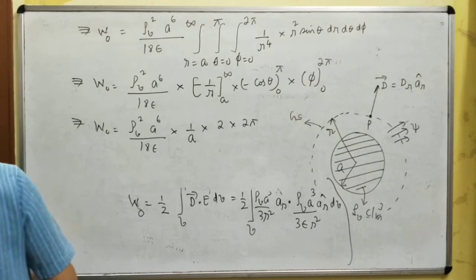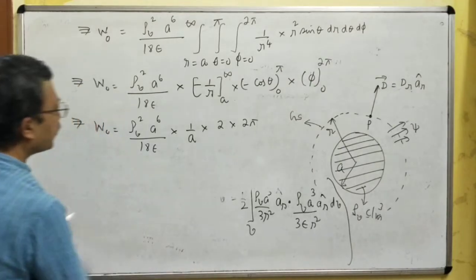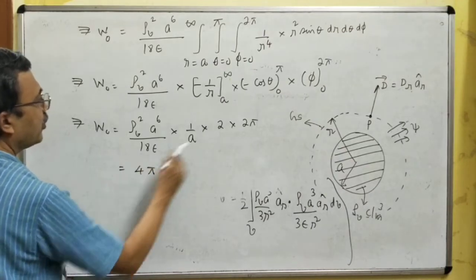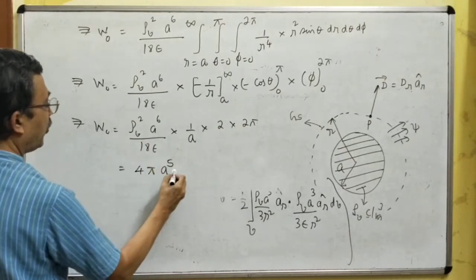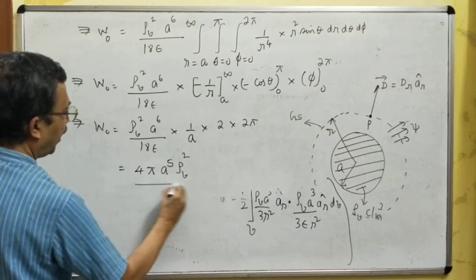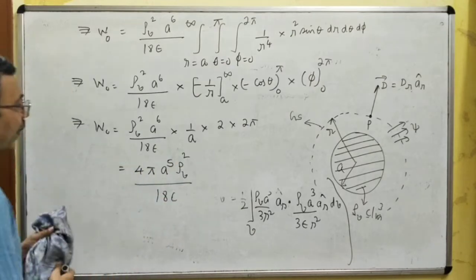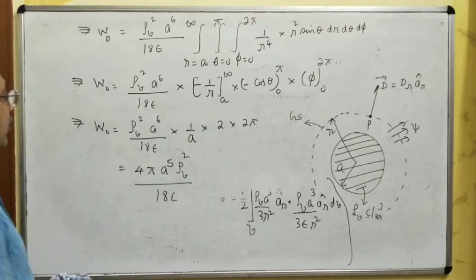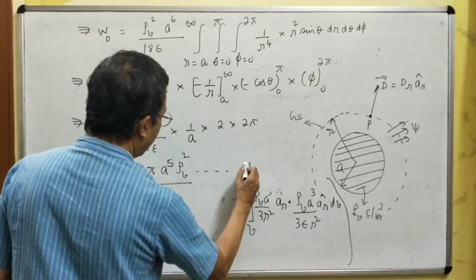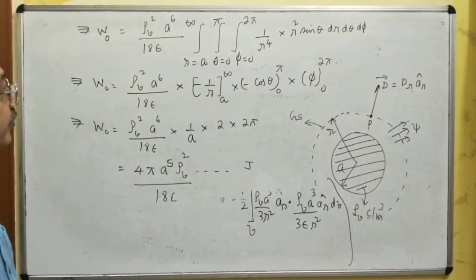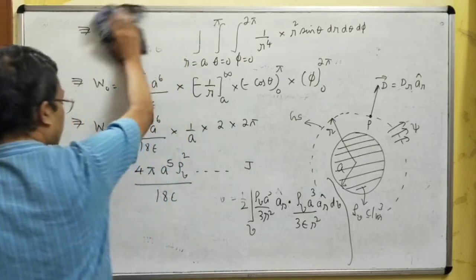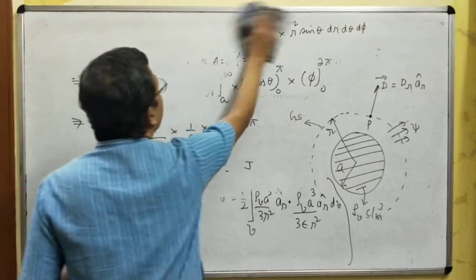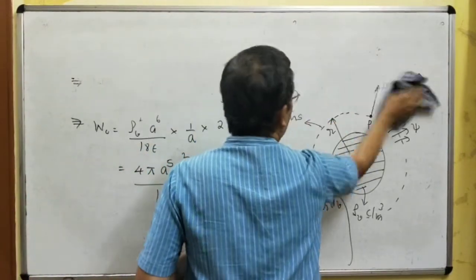So this becomes now 4 pi a to the power 5 rho v square divided by 18 epsilon. That is, 4 pi rho v square a to the power 5 by 18 epsilon. So many joules. This is the energy stored outside the sphere. Please check the calculations.